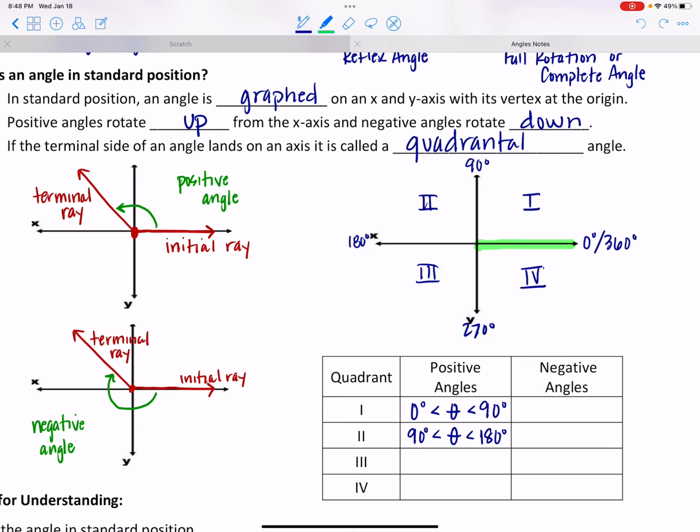Oops. Get rid of that and that. So in quadrant 3, we're going to... Why? My eraser keeps turning on.